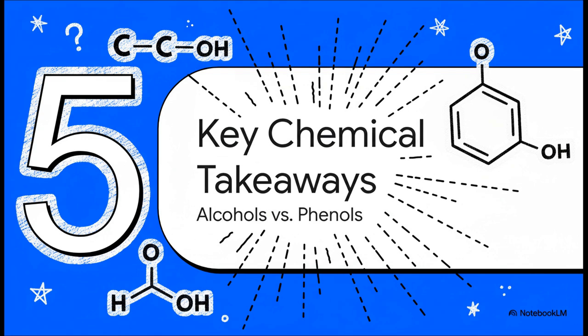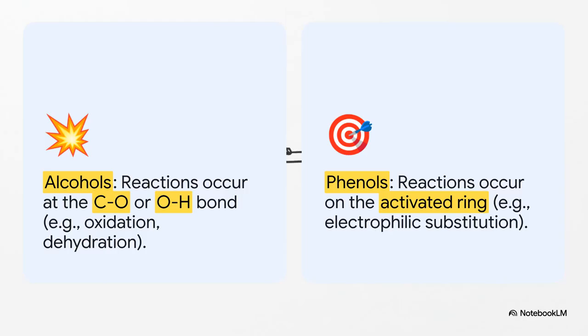Let's put our two building blocks, alcohols and phenols, side by side one last time to really hammer home the key differences. So let's just boil it all down. For alcohols, the chemistry happens at the OH group itself. That's where the action is, where bonds are broken and formed. But for phenols, the OH group is more like a conductor, directing all the action to happen on the benzene ring. It's a totally fundamental difference in where the reactivity actually is.